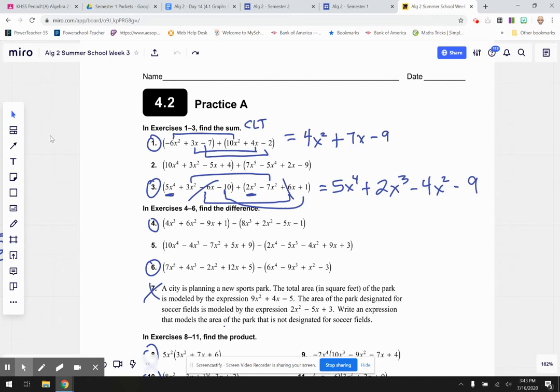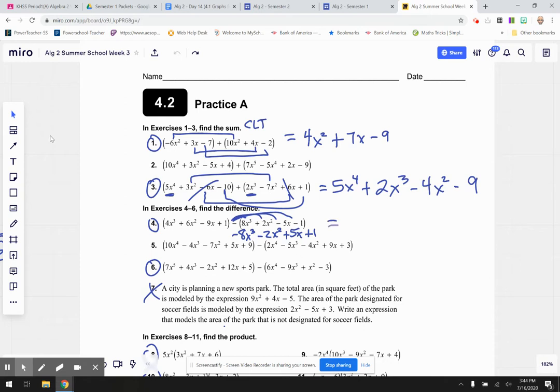Numbers 4 and 6, they're asking us to find the difference, which means we have to distribute the negative. So we have to make this a negative 8x cubed. We have to make this a negative 2x squared. We have to make this a positive 5x. We have to make this a positive 1. Now we can combine the like terms.